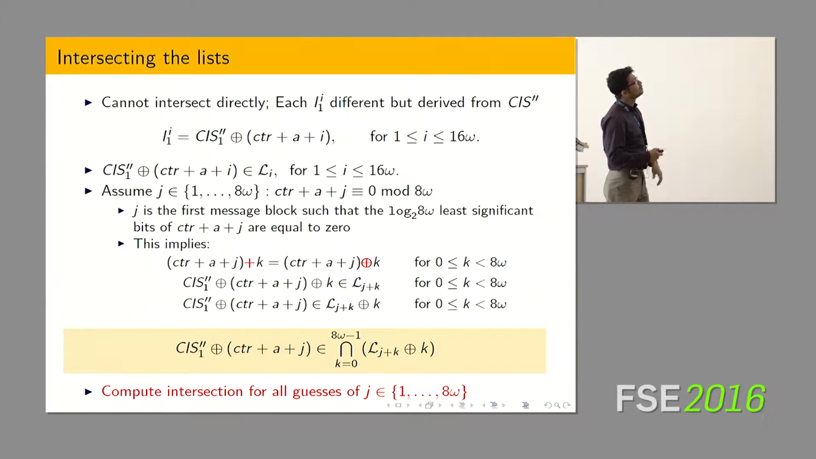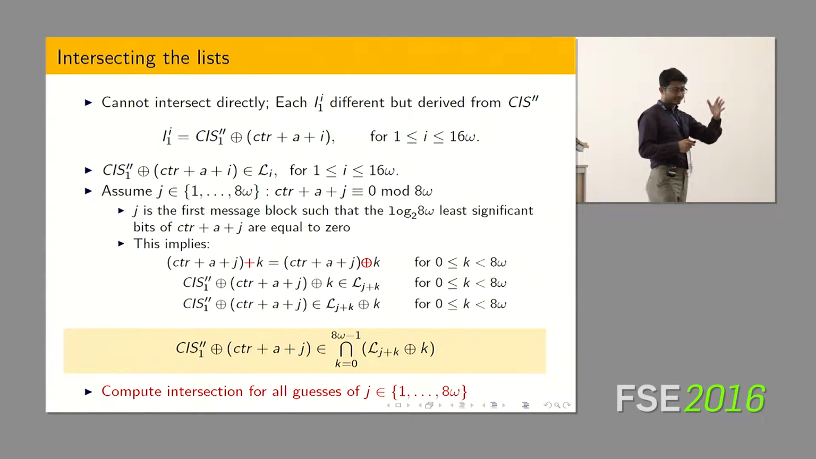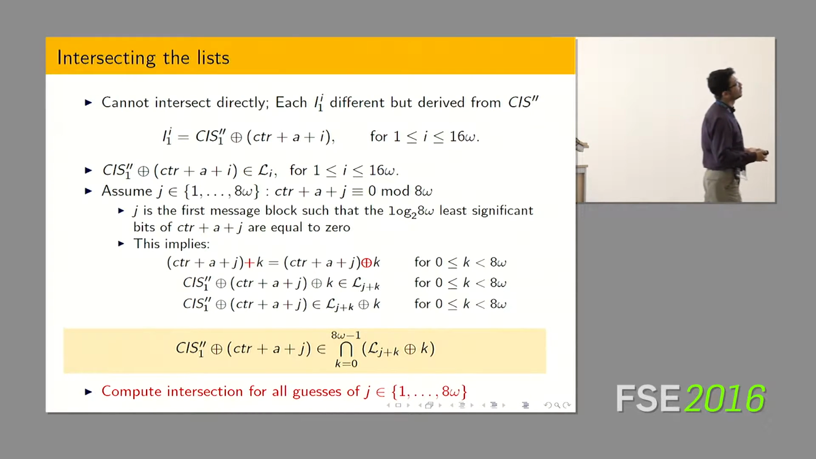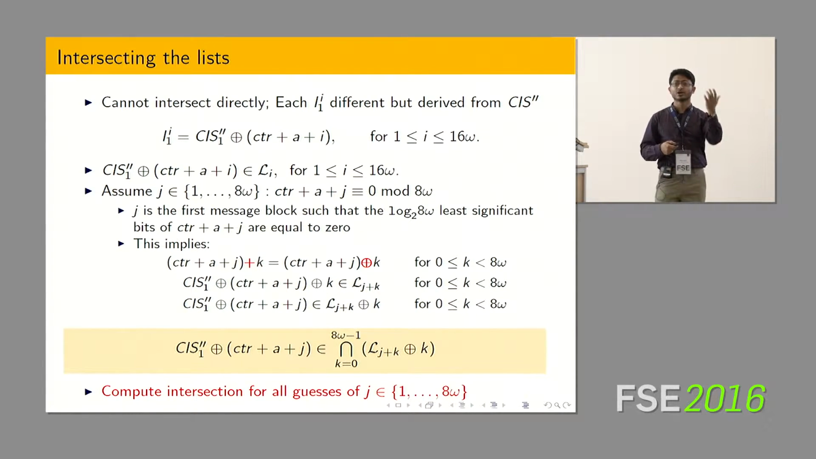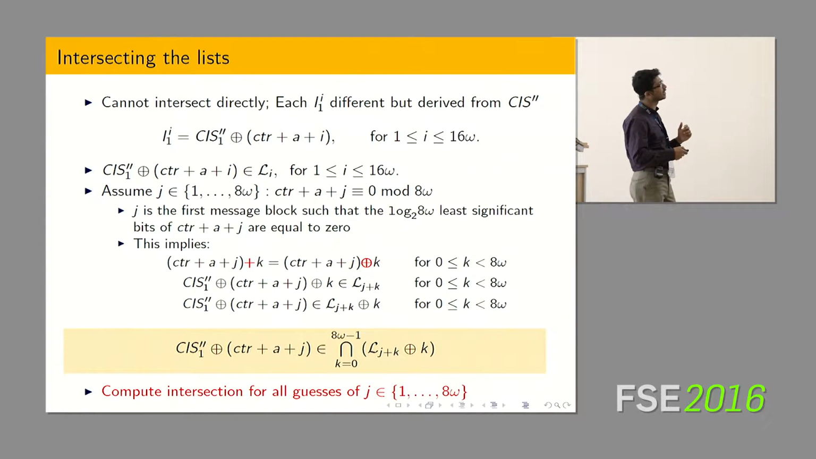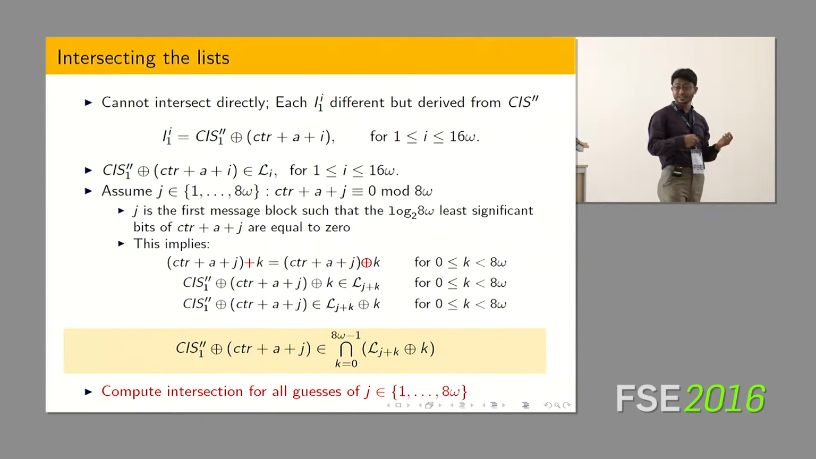So what we do is that we try to find, among these 16 blocks, the block in which this relation is satisfied. So j belongs to this set, and for j, this relation is satisfied: counter plus a plus j is 0 mod 8 omega. So what this means is that the least log 8 omega significant bits of that block are 0. It helps us to do this trick. Because the last bits are 0, we can add a value k, and it's actually equivalent to an XOR, provided k belongs to this range.